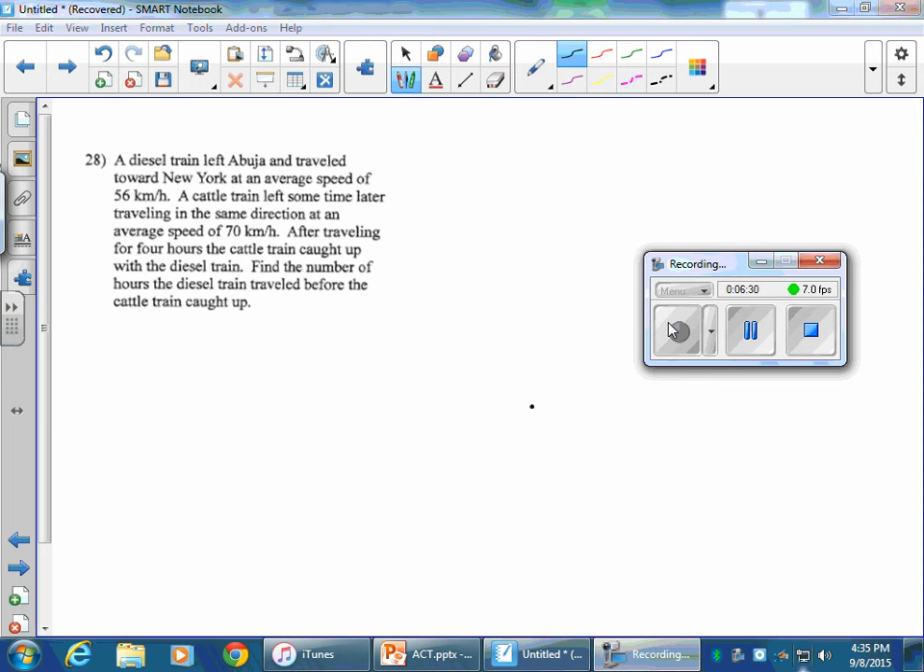All right. Okay, here we have a diesel train that's leaving and traveling towards New York at an average speed of 56 kilometers per hour. So it's going 56 kilometers per hour. I don't know how many hours. And a cattle train left sometime later going in the same direction at 70 miles per hour. I don't know how long.